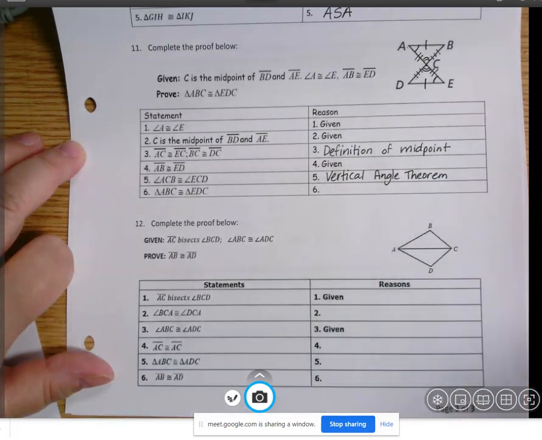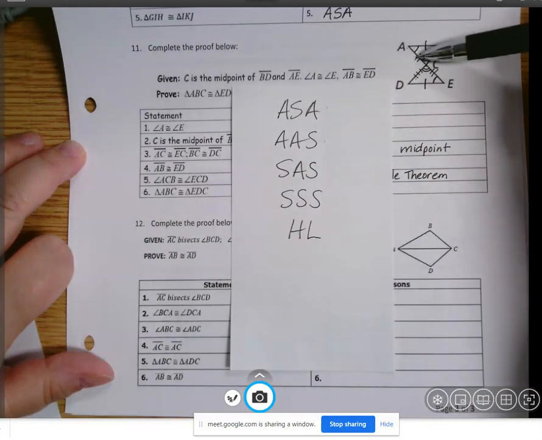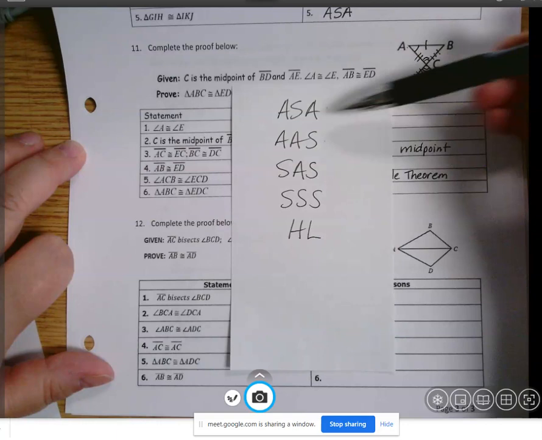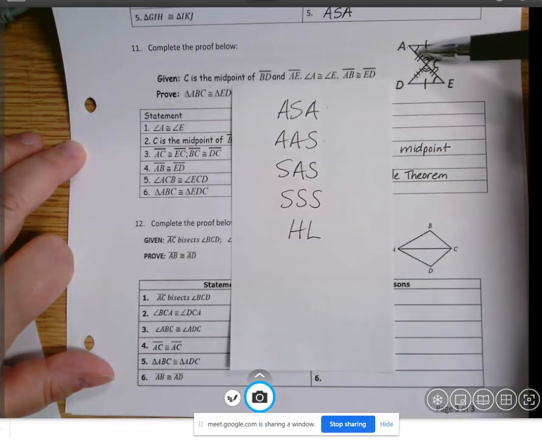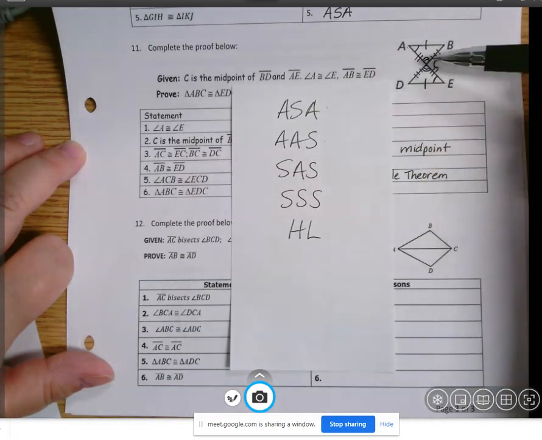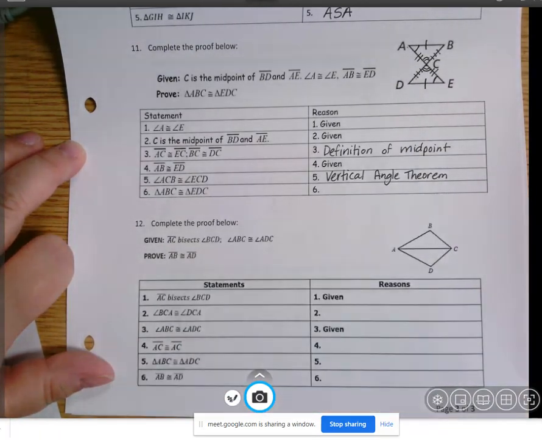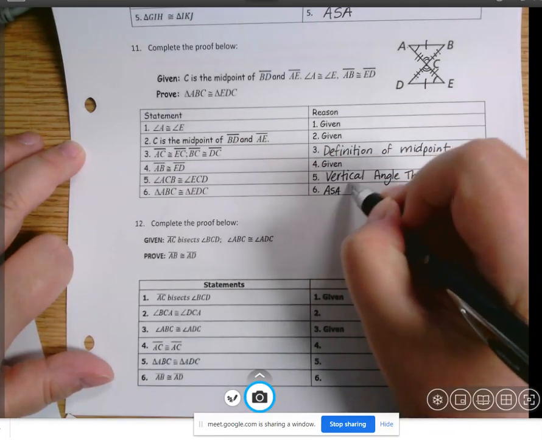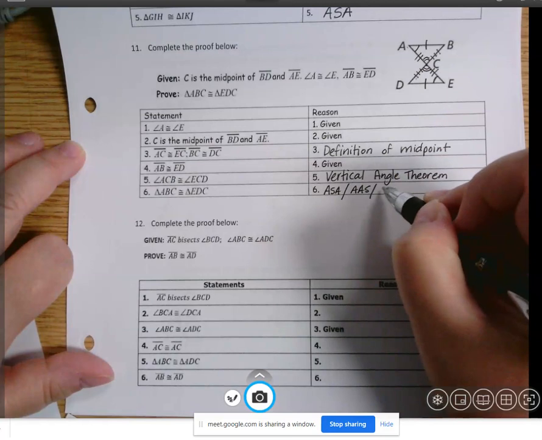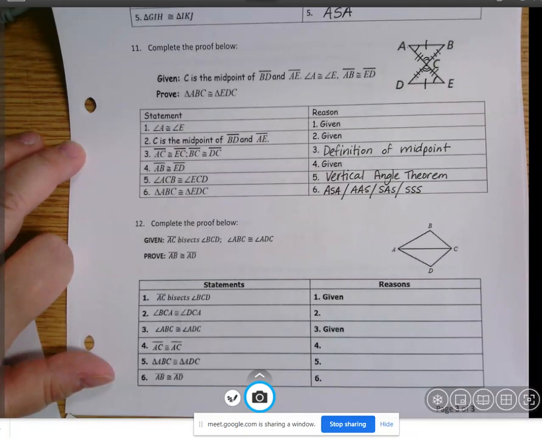We don't have any right triangles, so it's not going to be HL. But I do have two angles with the side between them. So it could be this. I also have two angles and the side that's not between them. That works. I have side, angle, side for both of them. And I have side, side, side. I have all three sides for both of them. So it could be any of these four. Any of those work. So any of those is a possible answer.